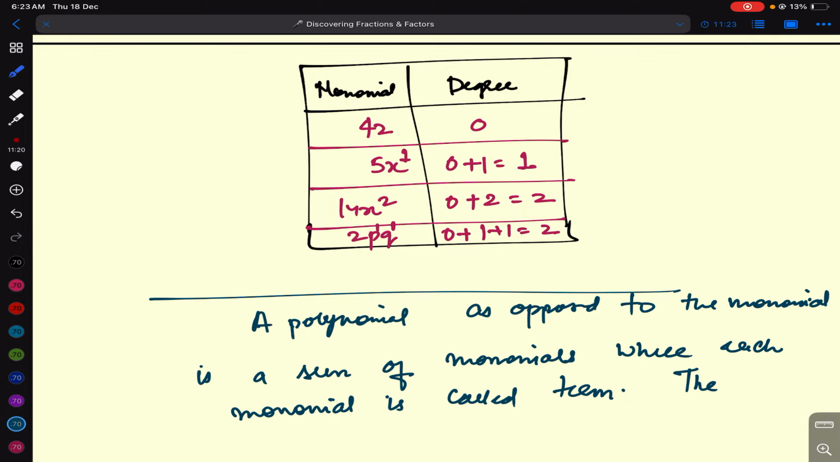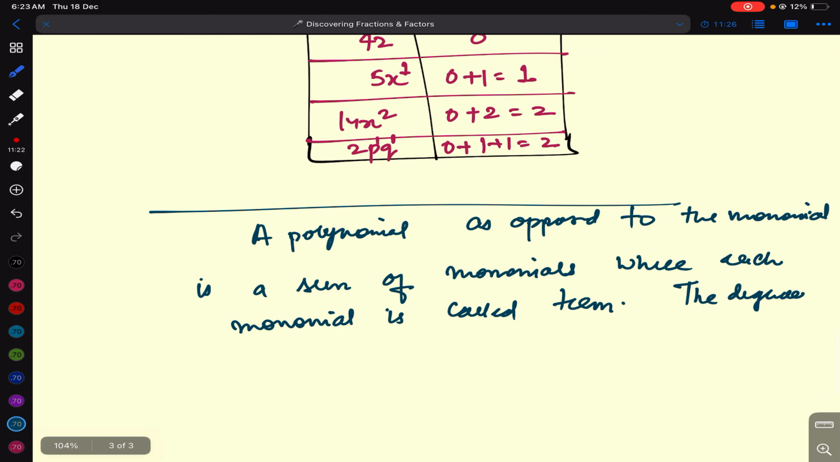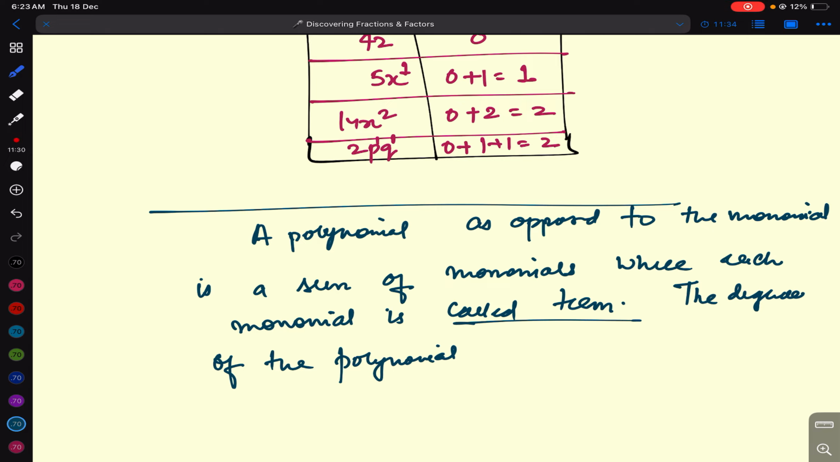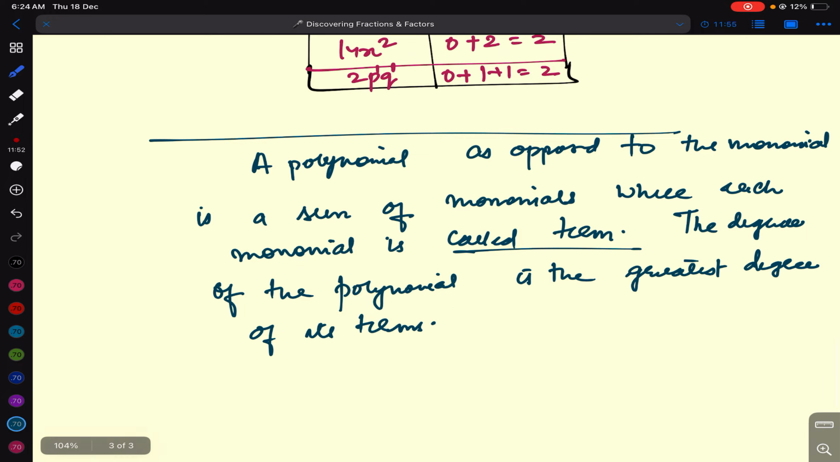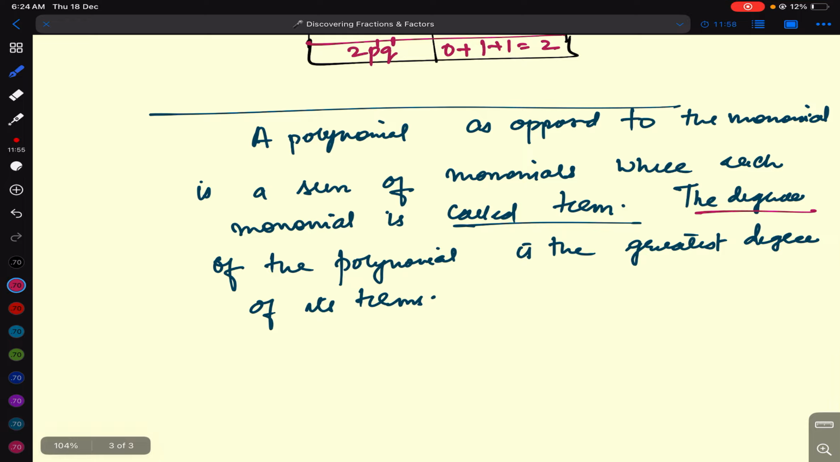Okay, how do we define the degree of a polynomial then? The degree of the polynomial is the greatest degree. Since we have multiple terms, we'll be taking the highest degree term, and that's going to give us the degree of the polynomial. So the degree of the polynomial is the greatest degree of its terms. Clear?